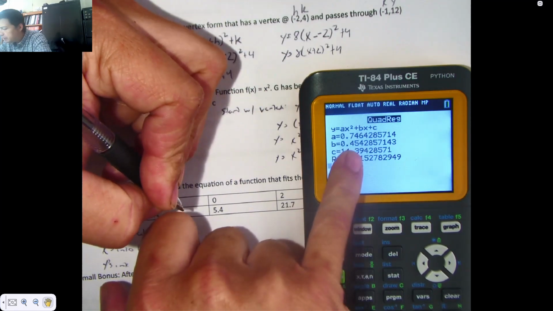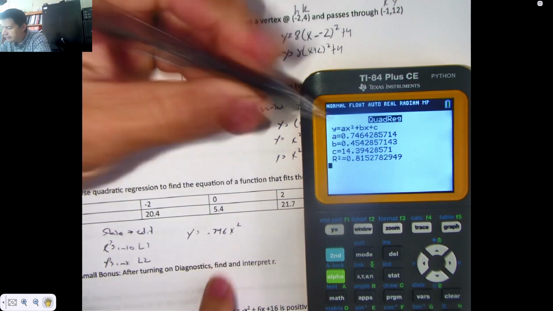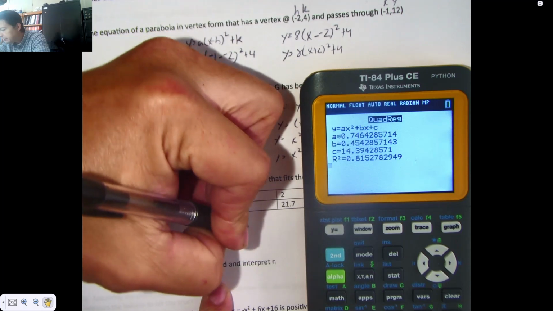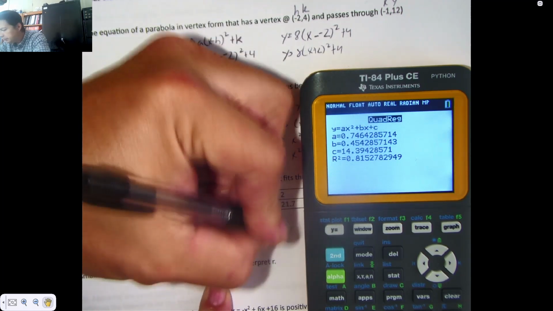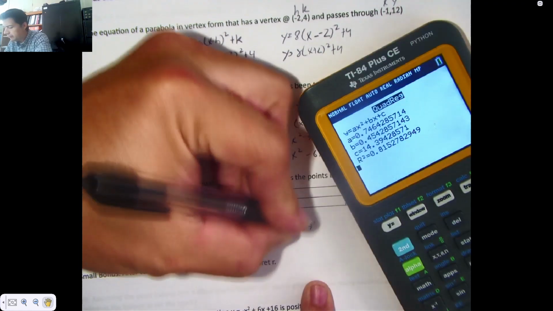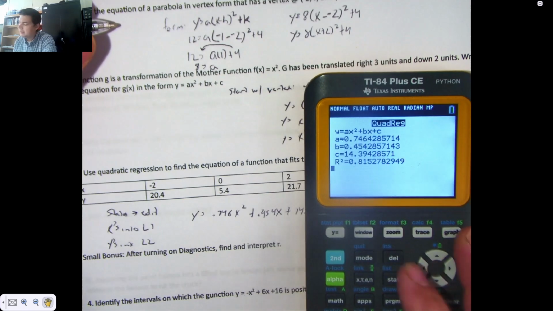A is about 0.746. That's an x squared in the lineup. Plus B, which is 0.454x, plus C, which is 14.394. Now it says, after turning on diagnostics, find and interpret R.